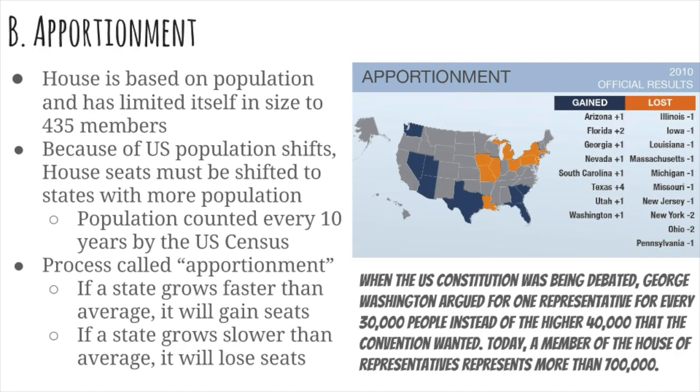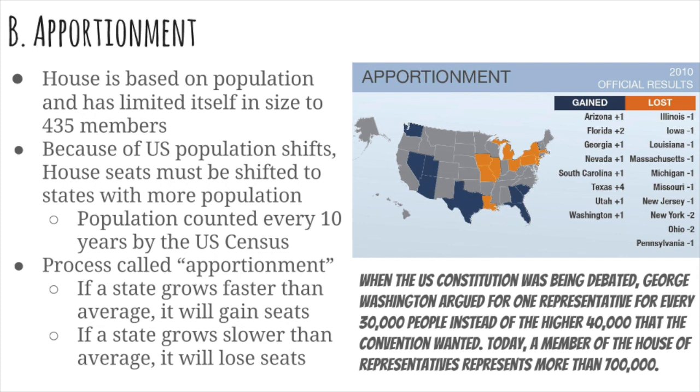Now, our second topic deals with the concept known as apportionment. Because we know the House is based on population and it's limited in size to 435 members, that means that as population changes in the United States and different states grow a little faster or a little slower than other states, then the proportion of seats in the House has to change. So we shift around the seats from one state to another. You can see that graphic helps make sense of this. Certain states might lose a seat and other states might gain it. If they grow, say, faster than average, they'll gain seats.